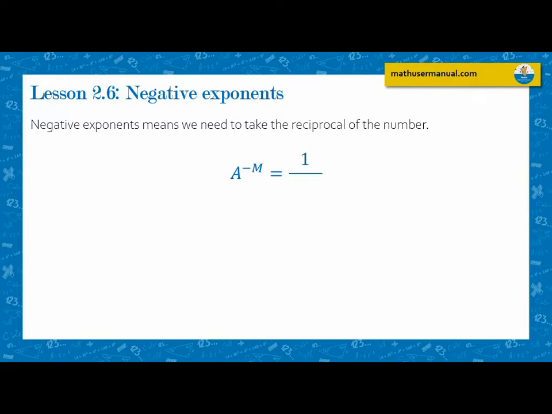So that's why we make 1 over something. And what is that 1 going to be over? Well, the base of the exponent is going to be a. So we copy the a below, in the denominator. So it's 1 over a. It's the reciprocal of a.